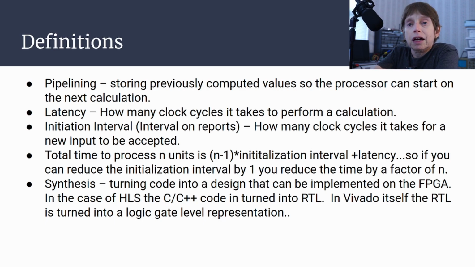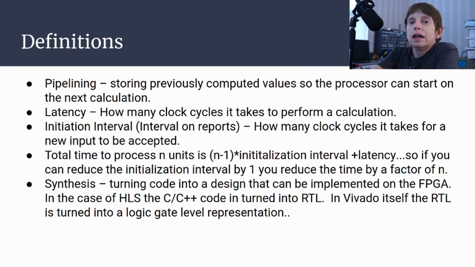Latency, which is how many clock cycles it takes to perform a calculation from the time it starts. And initialization interval, which is how long it takes for new data to start being processed. So the total time to process, if you have n units to be processed, is n minus 1 times the initialization interval plus the latency.